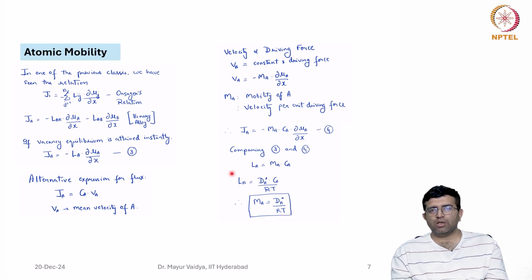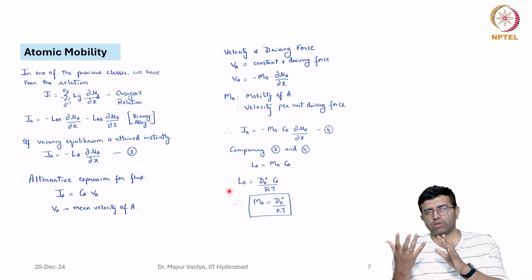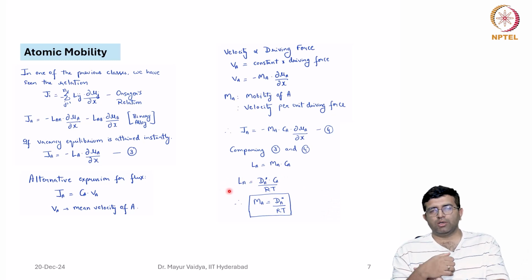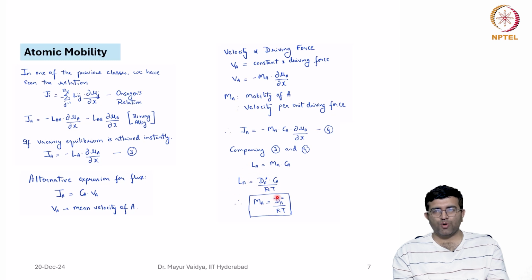So, this relation, how this La is written as dA star into Ca by RT, it has a separate derivation of its own, and it is beyond the scope of this course, but you are free to get into some extra reading and try to see how it is derived. You can refer to one of the other NPTEL lectures on the diffusion, on the multi-component diffusion in solids, where you will find the derivation for this relation. So, this mobility is equal to dA star by RT. Okay.